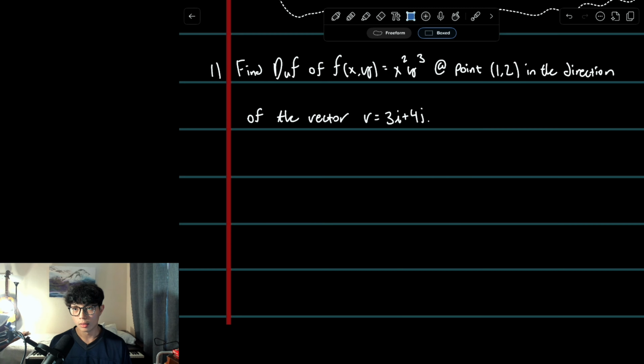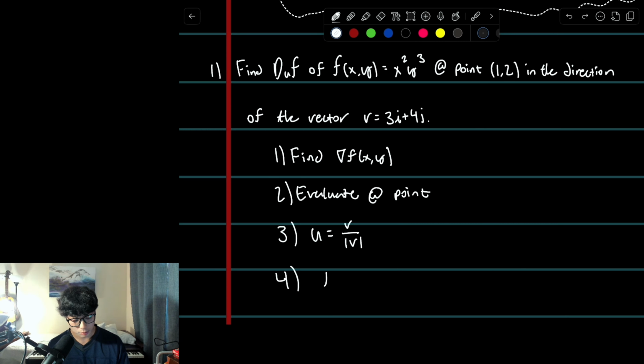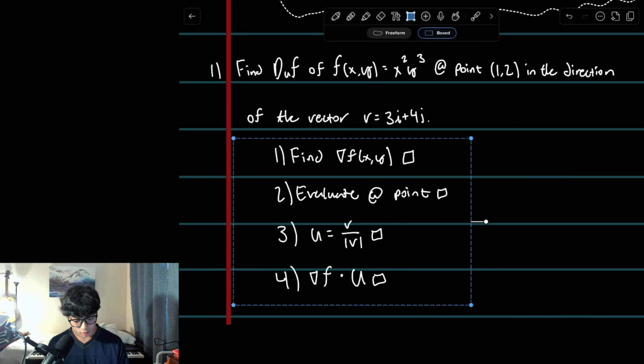It depends. Now, our first problem is to find the directional derivative of f of x of y, which equals x squared y cubed at point 1, 2 in the direction of the vector v equals 3i plus 4j. Now to simplify all of these words into 4 easy steps, you have to remember that the first step is to find the gradient vector. The second step is to evaluate at the point, which in this problem is point 1, 2. The third is to find the unit vector. And the fourth is to do the dot product of the gradient and the unit vector. So we'll turn this into a checklist real quick, and I'll put it to the side.